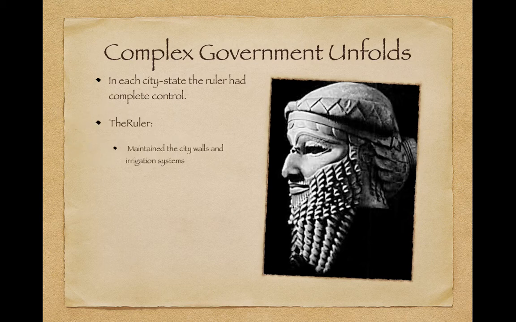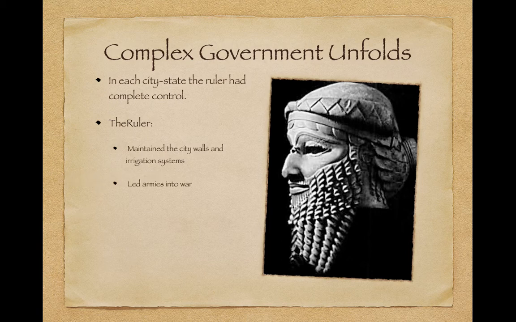So the ruler did a bunch of things. He had to maintain the city walls and irrigation systems. That was his job. Right? He didn't have to go out there and dig the ditches and make sure the walls were built correctly and that type of thing. But he was the guy who was in charge, so he had to make sure people were building the city walls, taking care of them. He had to make sure that people were digging the irrigation systems so that water could get to the fields.